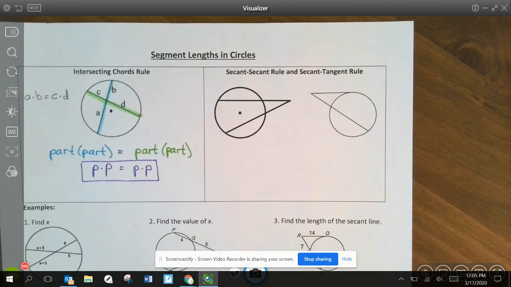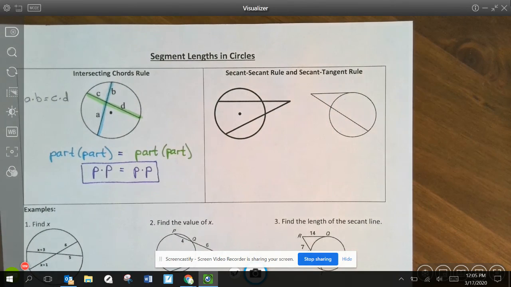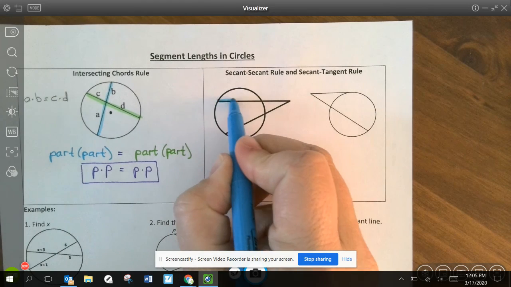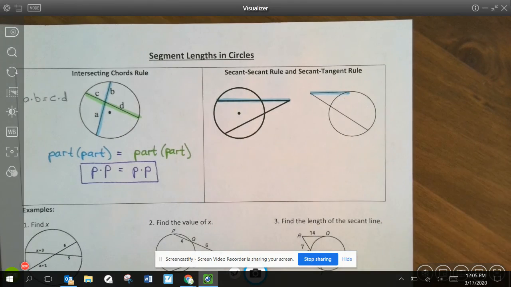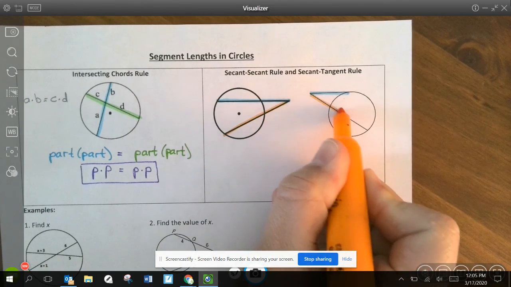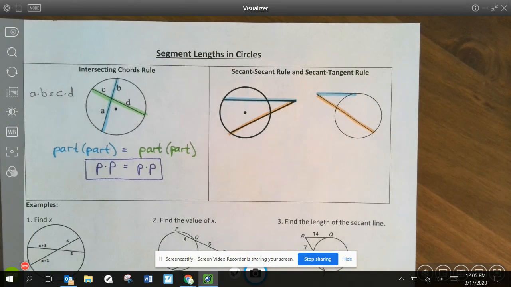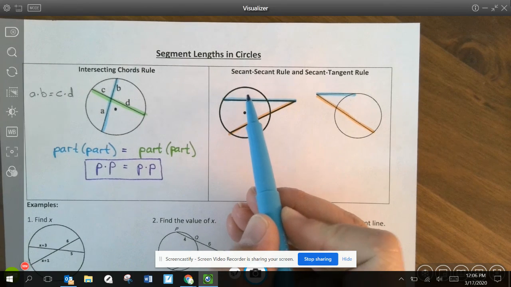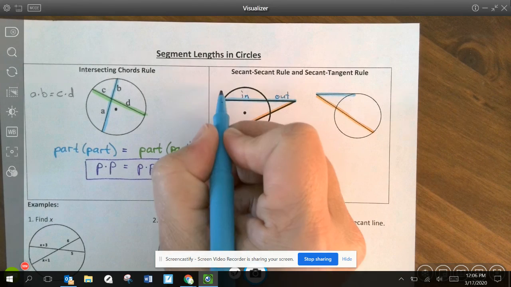The next one we're going to look at is when we have these intersections that happen outside of the circle. Okay, so again, we're going to color code these just a little bit. So I'm going to make this secant line blue, and I'll make this tangent line blue. And we'll make this one orange. All right. Now, when we're dealing with secant lines, we have pieces that are outside of the circle and pieces that are inside of the circle. So this will be inside the circle. This will be outside of the circle.